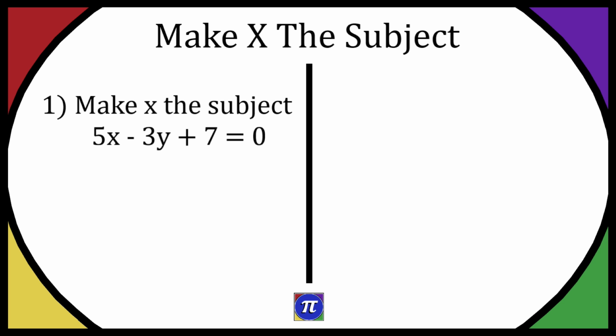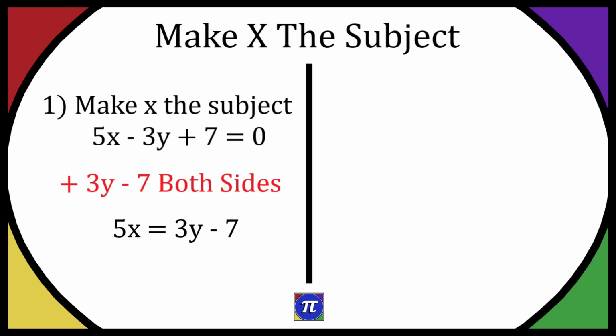So the first thing we want to do is get X on one side and move everything else onto another side. And we do that in this case by adding or subtracting something from both sides. In this case, we add 3y and minus 7 from both sides. That's going to leave us with 5x is equal to 3y minus 7.